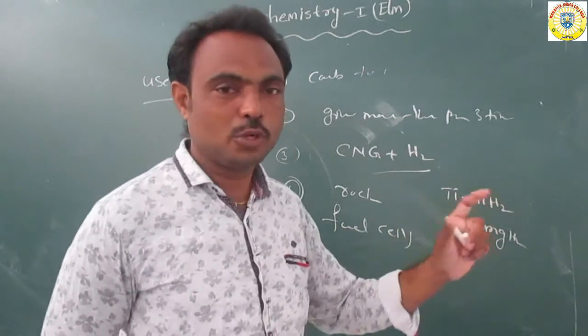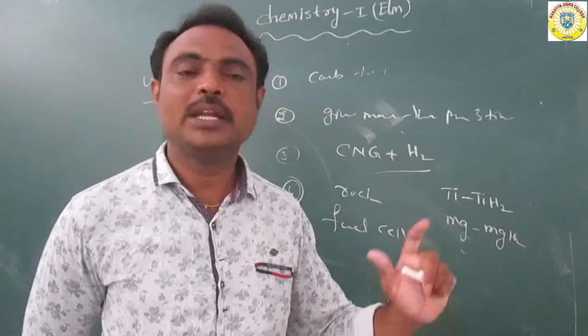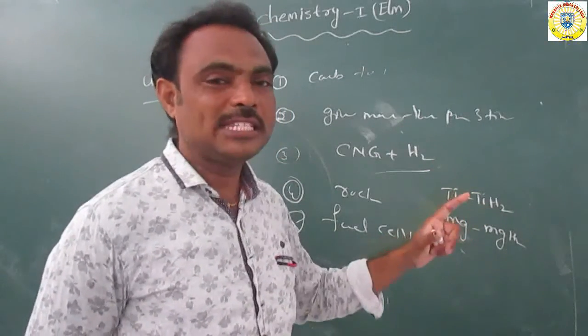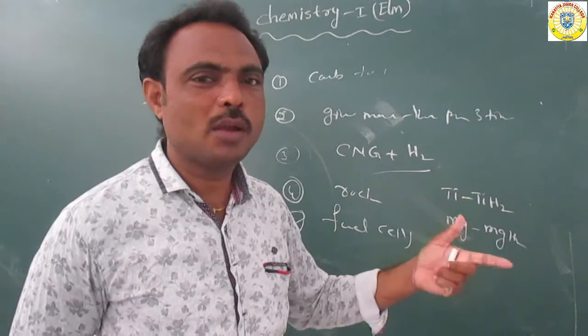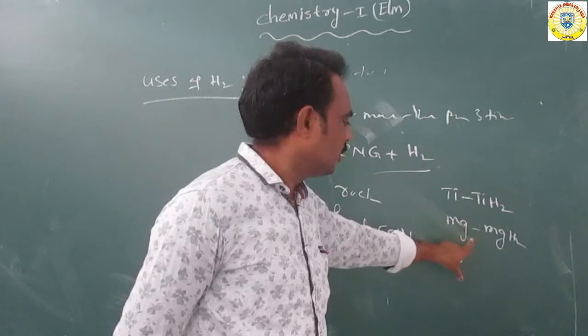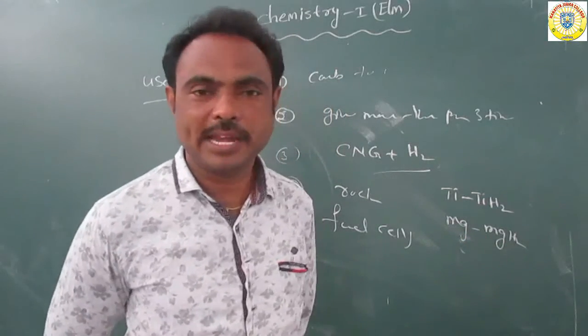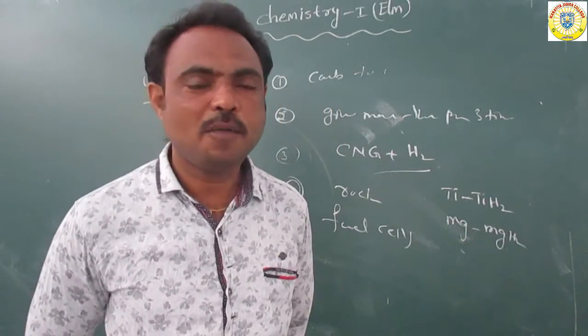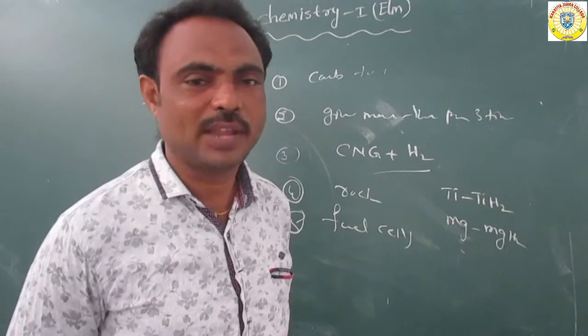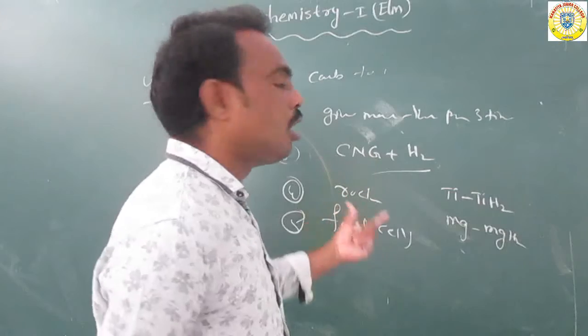Hydrogen can be stored very easily for that purpose using different types of tanks. The tanks are prepared from titanium alloys. Alloys means a combination of two or more metals. Titanium hydride and magnesium hydride can be used for the preparation of different types of tanks. So those are all uses of hydrogen.